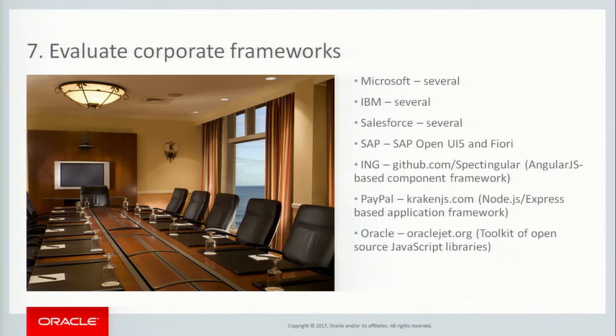IBM is actually one of the founding members of Dojo, which is one of the original JavaScript frameworks. Although IBM right now is more involved in Angular, Dojo is still around. Salesforce has their own thing called the Lightning framework, which is pretty much proprietary, but it's built based on an open source project called Project Aura. SAP has something called SAP OpenUI5, and they pushed that to the Apache Foundation a while back.